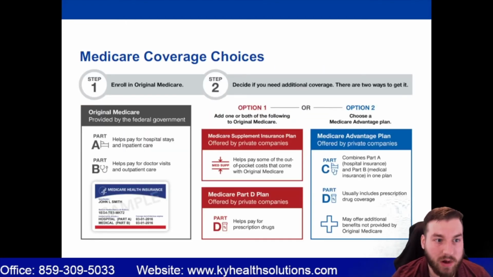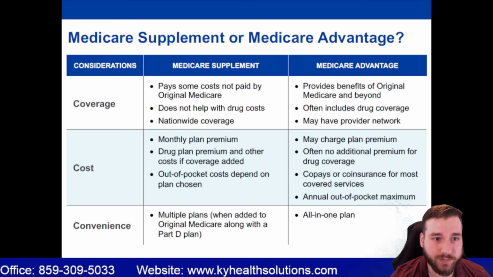So again, running back into the Medicare coverage choices, you have your step one, getting original Medicare Part A and B. Once you have A and B, you choose one of the two options, supplement or Medigap with a separate Part D, or a Medicare Advantage plan. So those are your two main options.